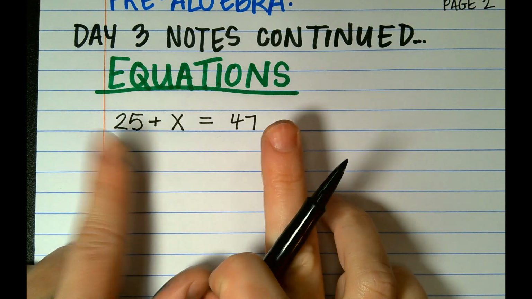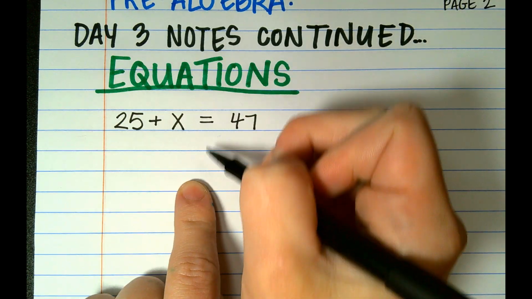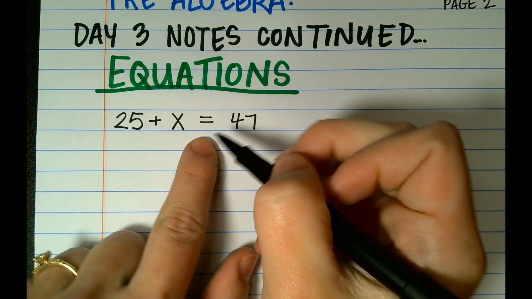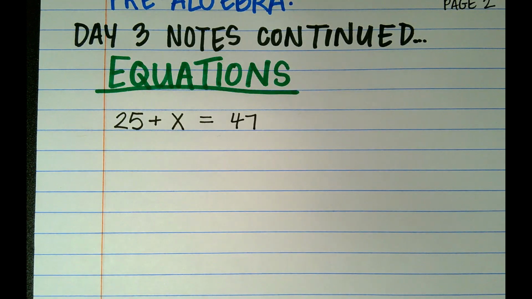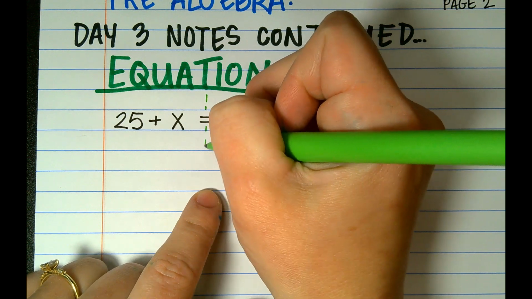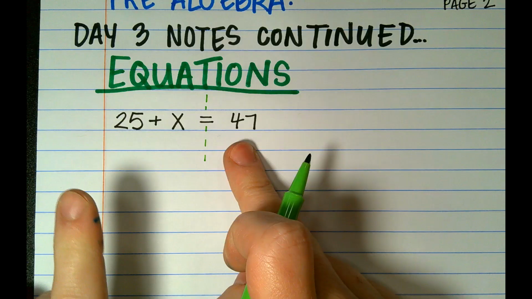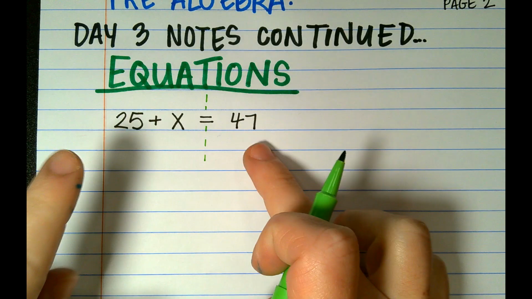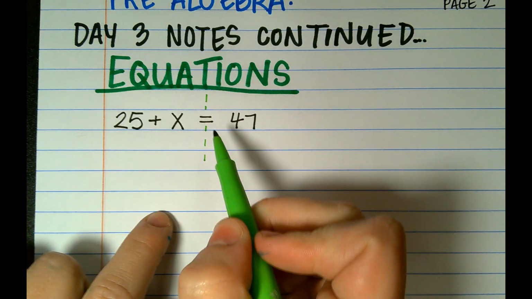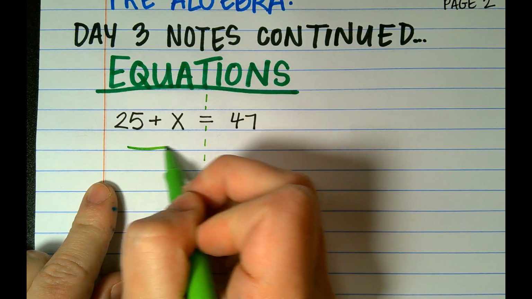Whenever we have an equation, here's the biggest rule: that equal sign is like a balancing beam. This is our balance, and I'm going to draw a little picture here. I'm going to put a little dotted line through my equal sign. This is one side of the equation. This is the other side. Both sides have to be equal, or else that equal sign has no purpose. The equal means this is the same as that. They have to be the same.